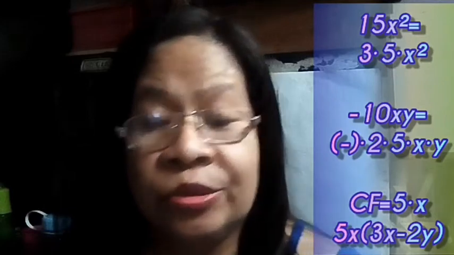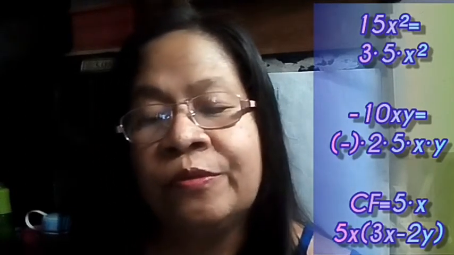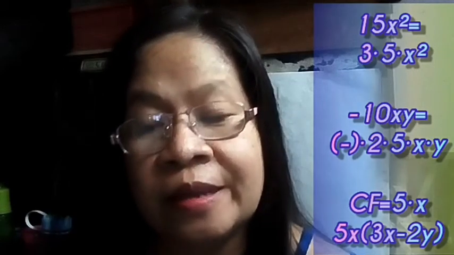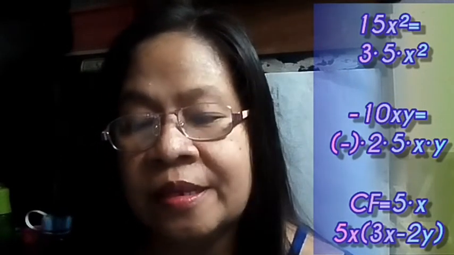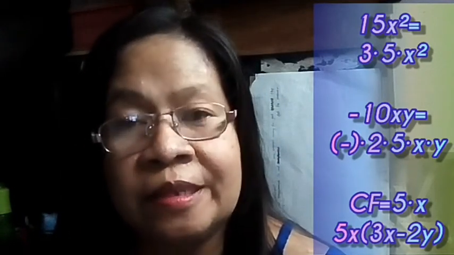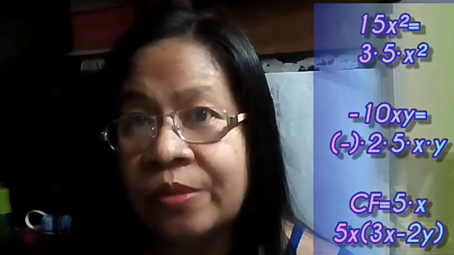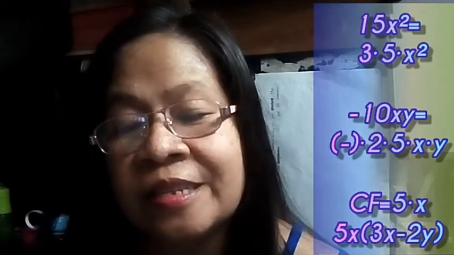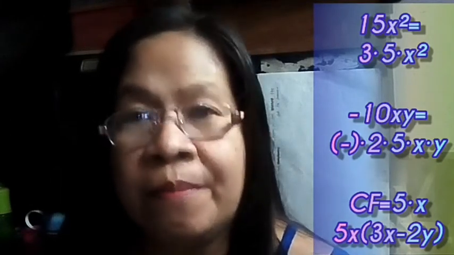We divide each term of the polynomial by the GCF. So, 15x squared divided by 5x is equal to 3x. Negative 10xy divided by 5x is equal to negative 2y. So, the final answer is 5x times the quantity 3x minus 2y.